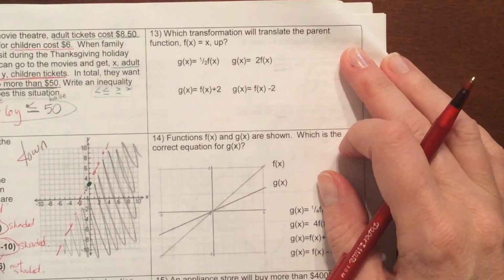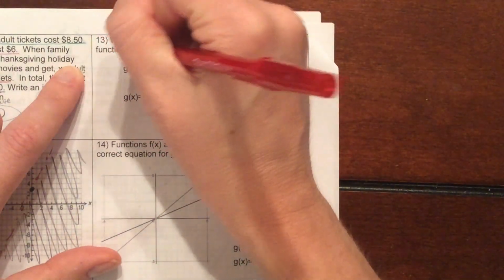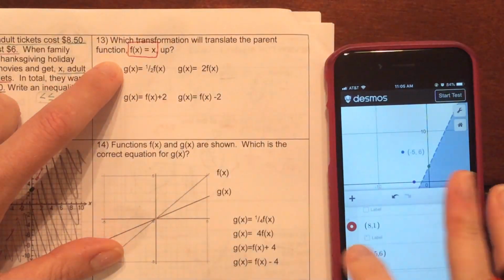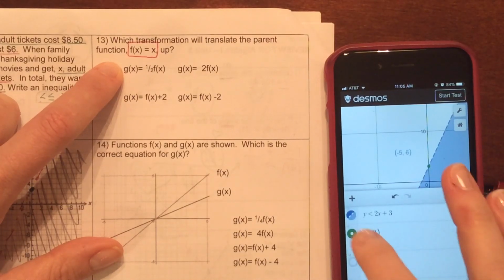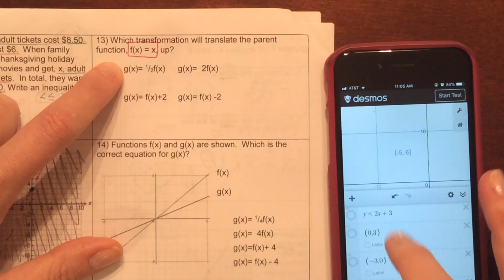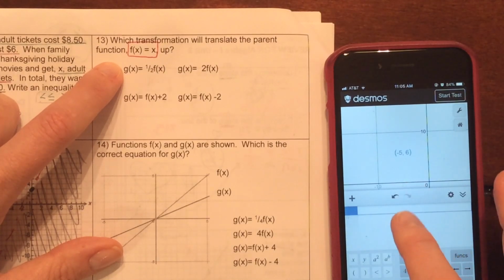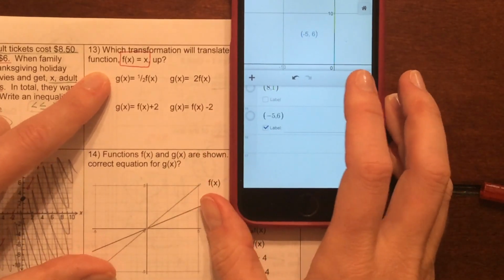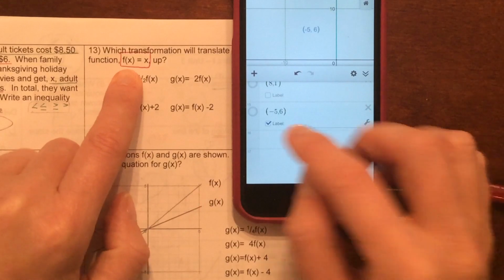Question number 13. Which transformation will translate the parent function f of x equals x up? So what we can do is we can go and type in all of these into our Desmos, and you should be doing this with me. When you practice typing things in, that will help you remember. The more you see it, hear it, and do it, the better you will get at it.